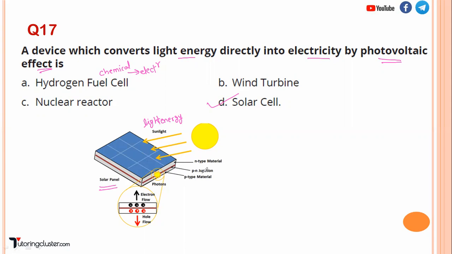You have a PN junction, and you must know how the PN junction is formed, with P type impurity and N type impurity. I have already prepared one video on solar energy, you can go and watch it, where I have explained all this in detail. So let us see the next question.